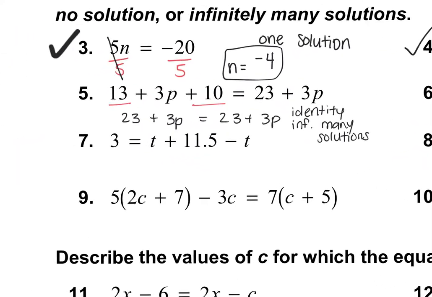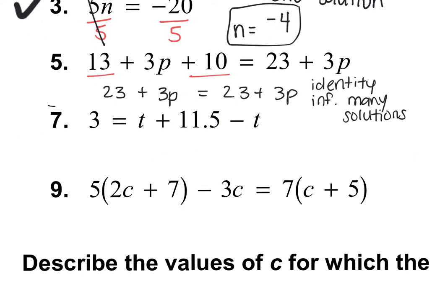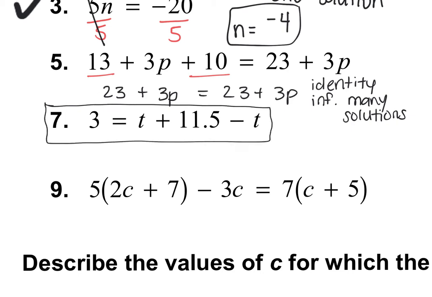Next, we've got number 7, 3 plus t equals t plus 11.5 minus t. Remember, first thing, before we start moving stuff around, just see if there's any like terms. And I noticed a t and a minus t. So let's go ahead and combine those.